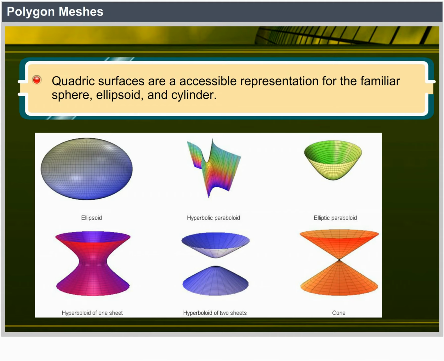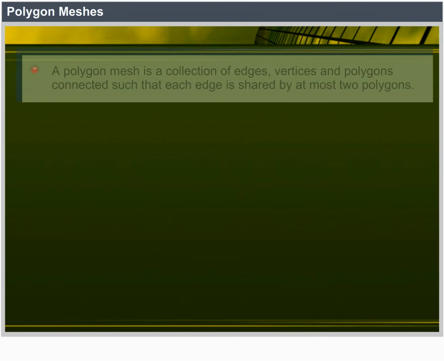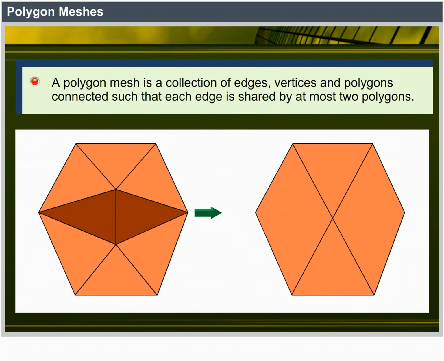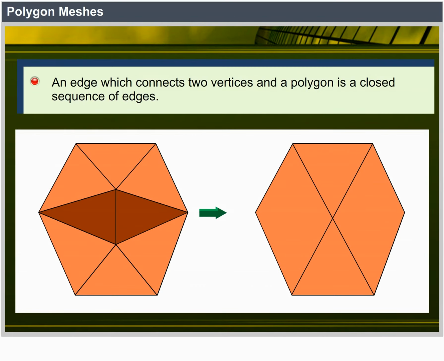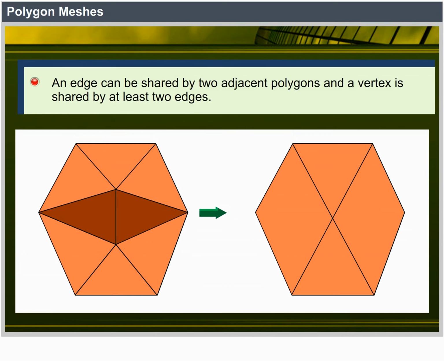Polygon meshes. A polygon mesh is a collection of edges, vertices, and polygons connected such that each edge is shared by at most two polygons. An edge connects two vertices and a polygon is a closed sequence of edges. An edge can be shared by two adjacent polygons, and a vertex is shared by at least two edges.